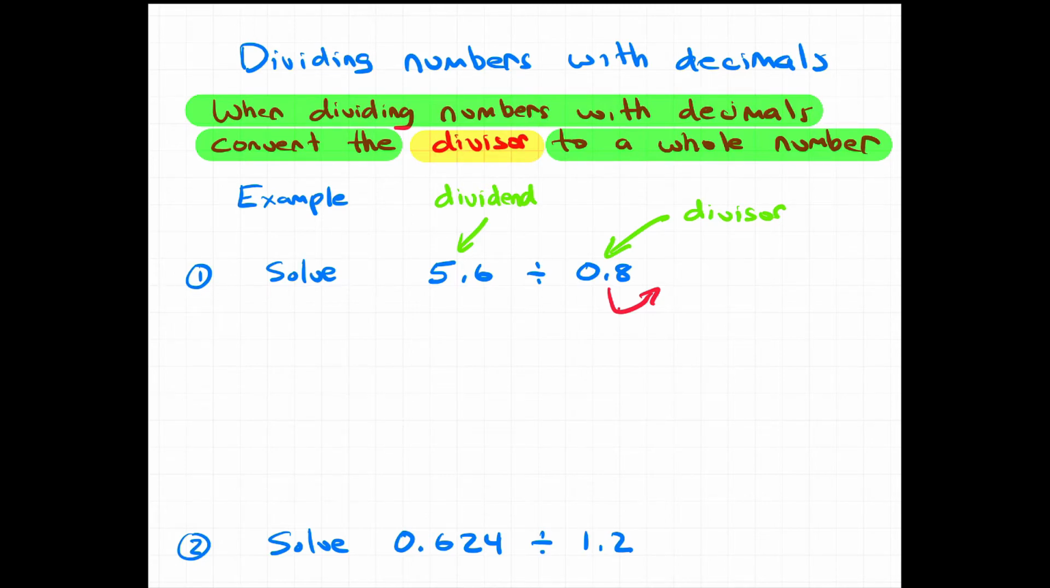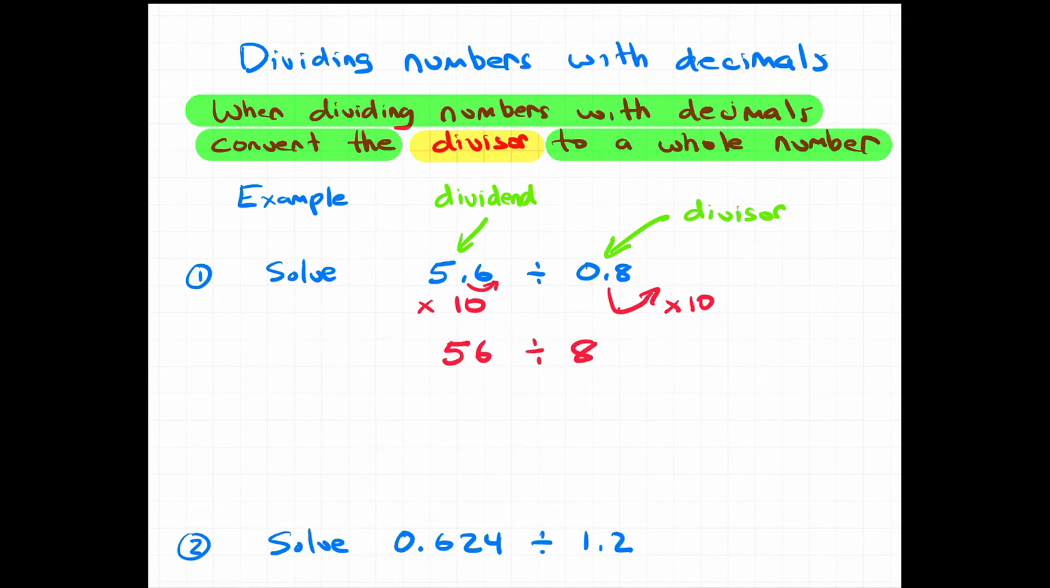Okay, now how do I move a decimal to the right? It's by multiplying that decimal number by 10. Now, if I multiply one number by 10, I have to multiply everything by 10. And remember, it's really easy. What does that do? It just moves the decimal 1 place to the right. So basically, this can be rewritten as 56 divided by 8.